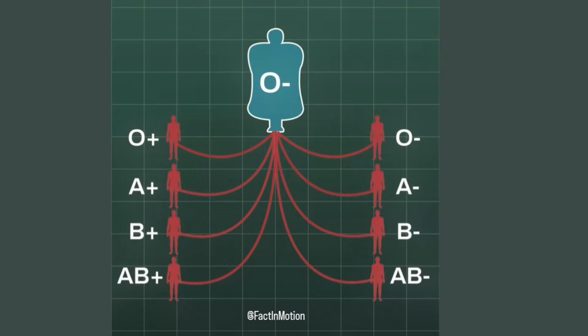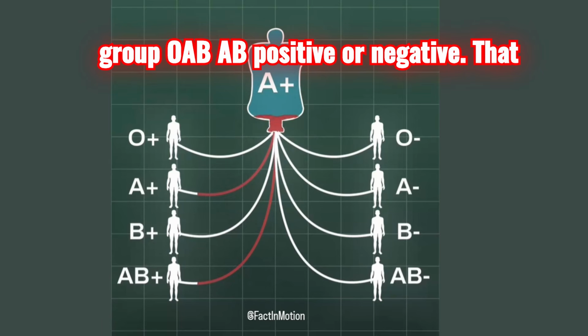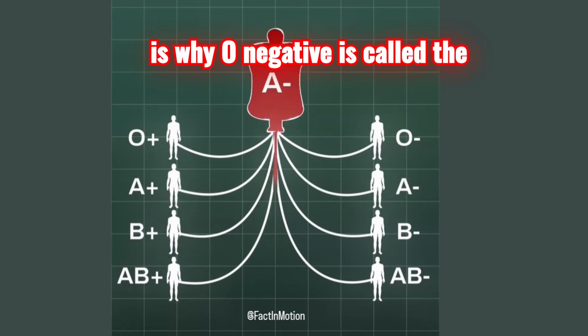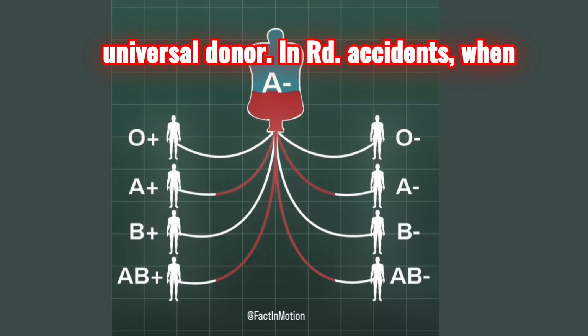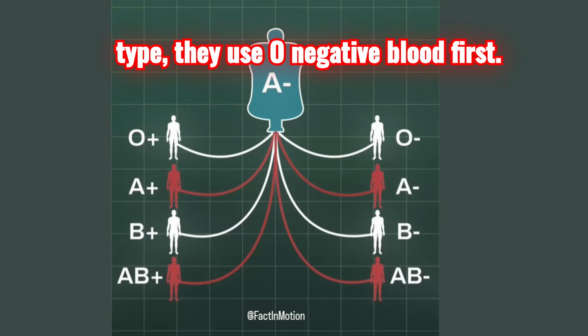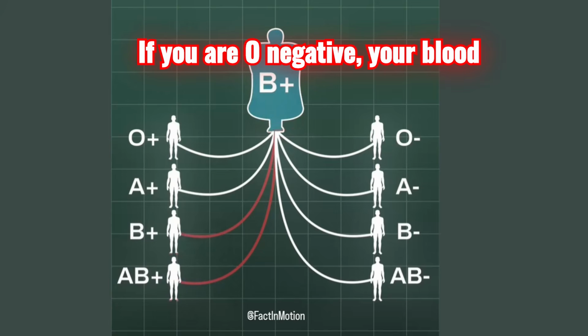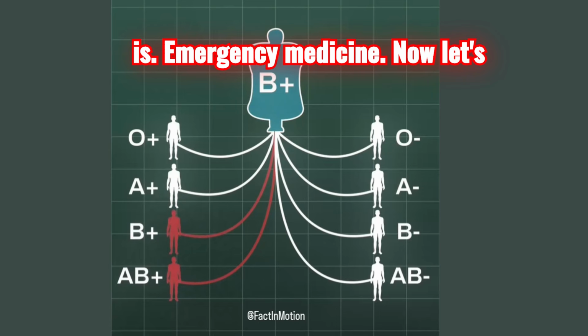O negative blood is special. It can be given to every blood group: O, A, B, AB, positive or negative. That is why O negative is called the universal donor. In road accidents, when doctors don't know the patient's blood type, they use O negative blood first. If you are O negative, your blood is emergency medicine.